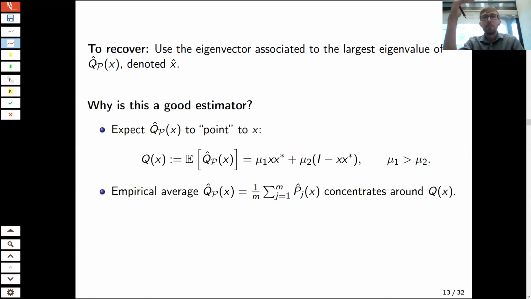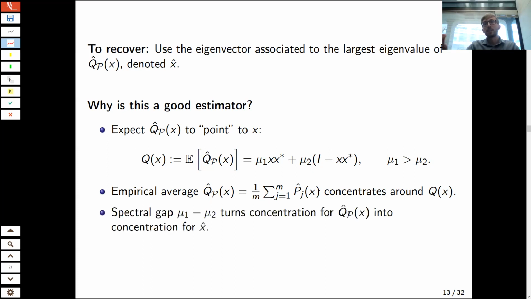And then to get from there, from the expectation, to what we actually have with our measurements, we can observe that when we take an empirical average, if you take more and more measurements, you increase m, then the empirical average tends to concentrate around this mean, right? So we get tighter and tighter concentration around the mean as you take more and more measurements.